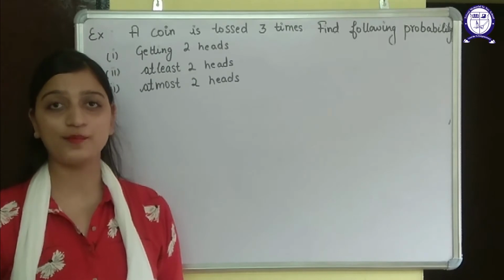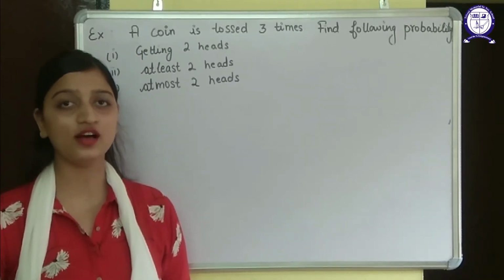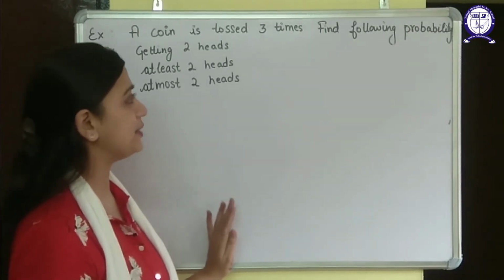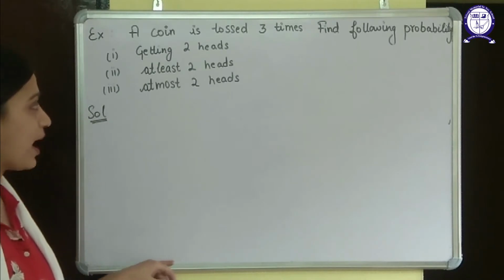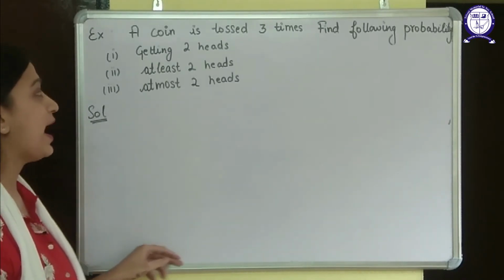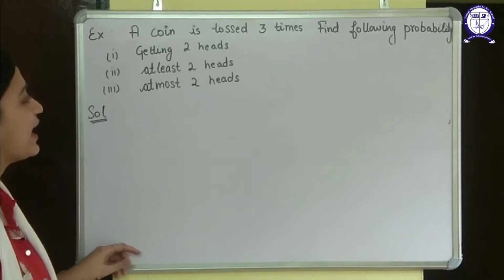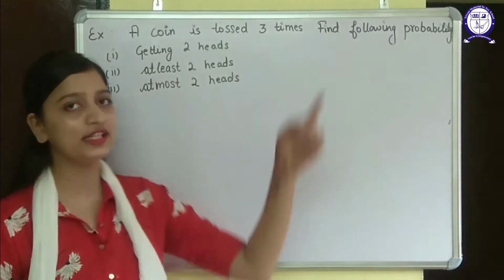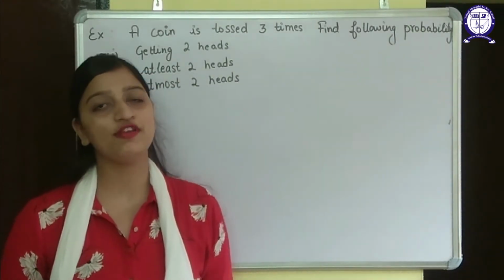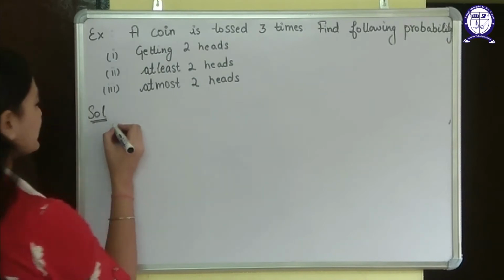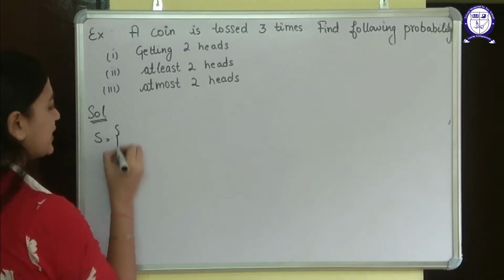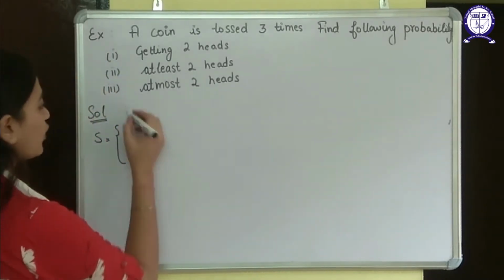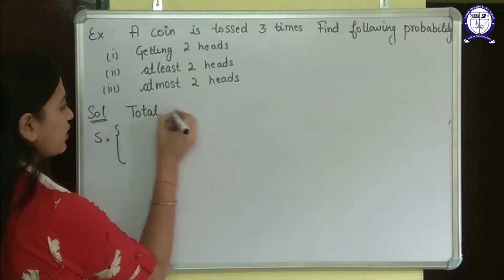Now let's take an example of a question which is based on coins. Okay, the question is: a coin is tossed 3 times. Find the following probabilities: getting 2 heads, getting at least 2 heads, and getting at most 2 heads. Now first of all it says a coin is tossed 3 times. So first thing is we will make the sample space. Now I can make the sample space with the help of my trick. That is, 3 coins are tossed, so outcomes are 8. Okay, total outcomes are 8.